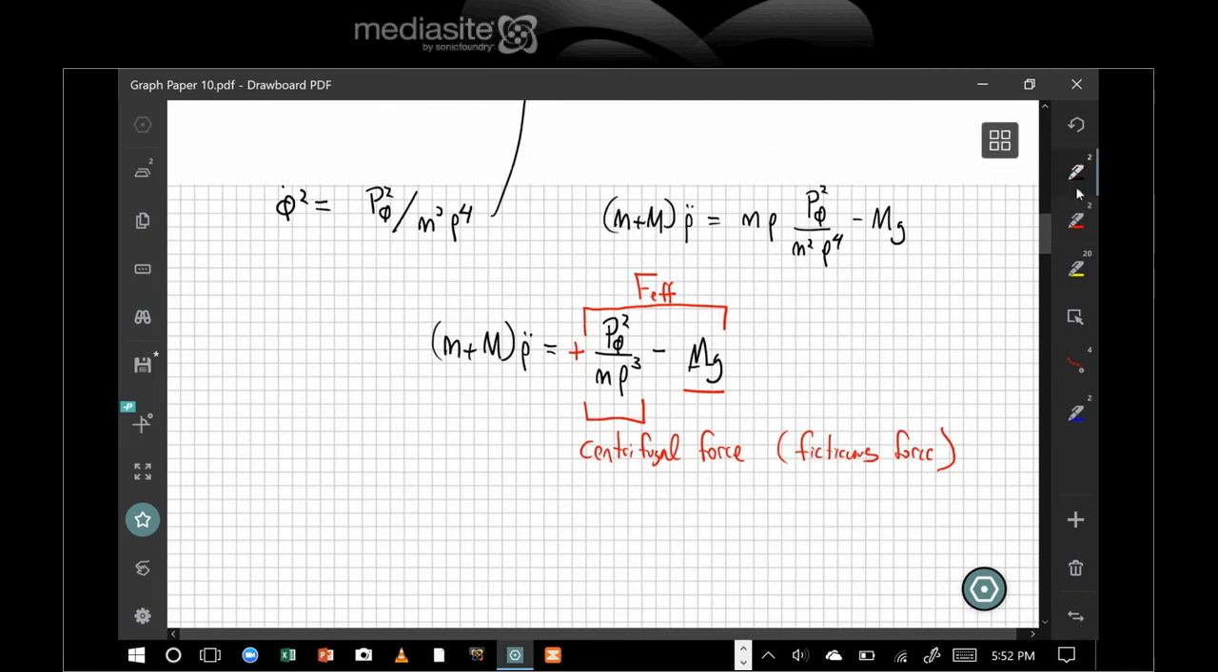But just because it's not a real force doesn't mean I can't treat it like a real force. So I'm going to define something called the effective force. And the effective force is going to be a sum of this centrifugal contribution plus the real force. Since I have an effective force, I can actually talk about an effective potential associated with that force.